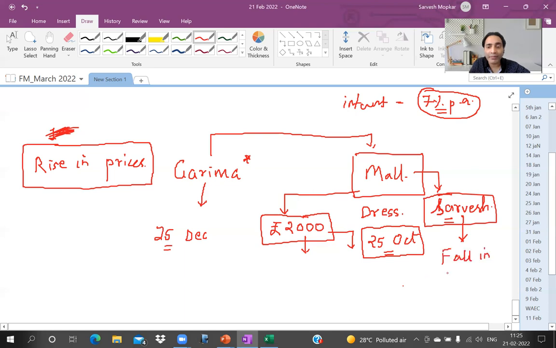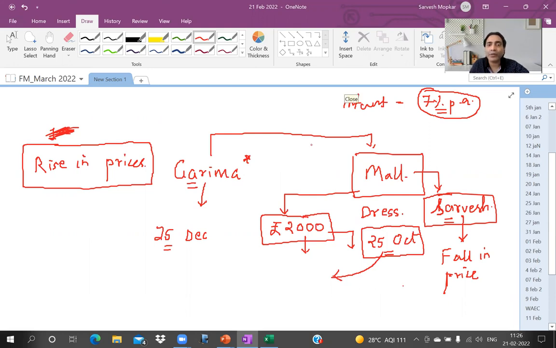By the time it's 25th December, I'll be forced to give some discounts, but I've already purchased the stock, no? That means my profit margin will go down. I have purchased the stock and now I have to offer discounts. That means a fall in prices is a concern for me. Do you all agree? Have you understood this? For Garima, a rise in prices in these 2 months between 25th October and 25th December is the concern, the risk. For Mr. Sarvesh, a fall in price is the risk.